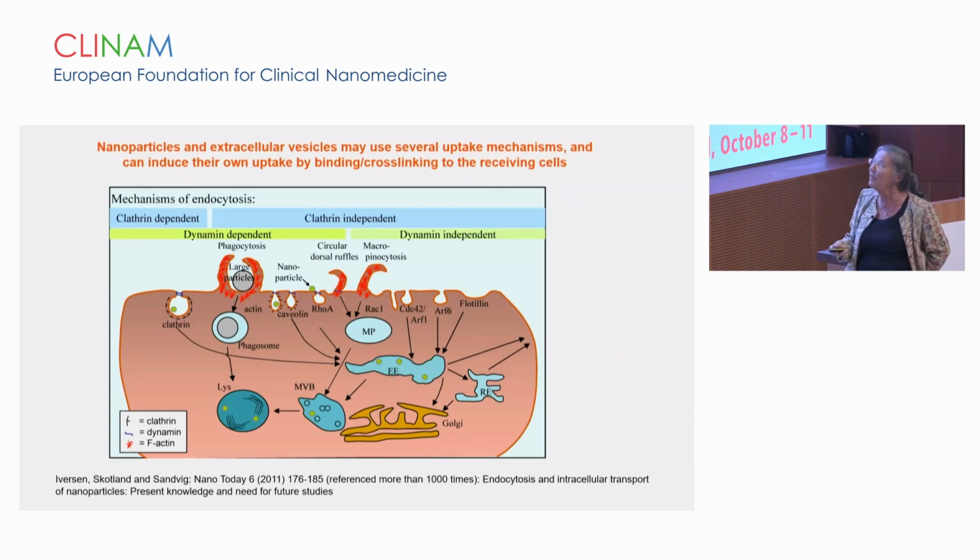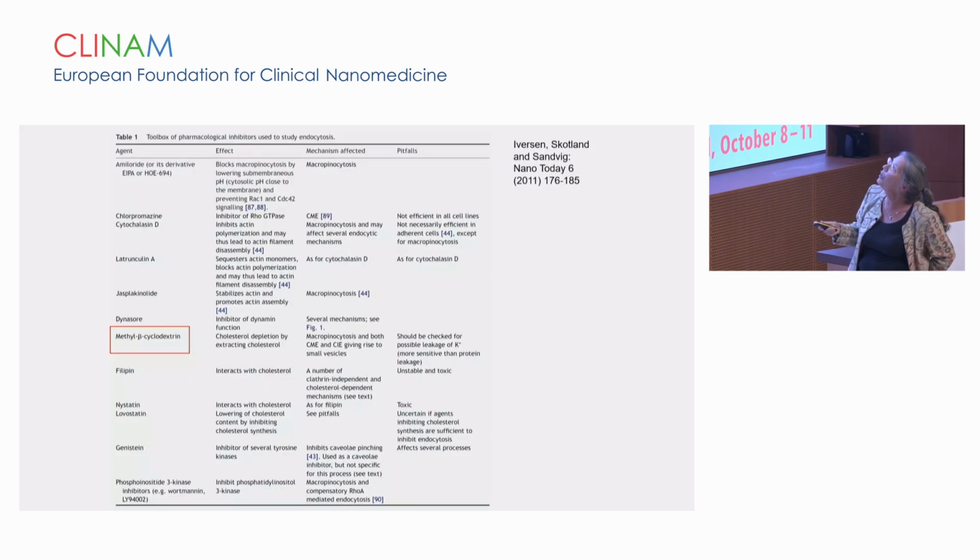Of course, when the EVs are released, they can be taken up by cells, as you just heard, and they are taken up by various endocytic mechanisms in the same way as nanoparticles can be taken in. And both types of vesicles might induce uptake by themselves, and this can be at least caused by binding and cross-linking of various molecules on the receiving cell. When we published this picture, now some years ago, we also published a toolbox of pharmacological inhibitors used to study endocytosis and some pitfalls that we see people often fall into.